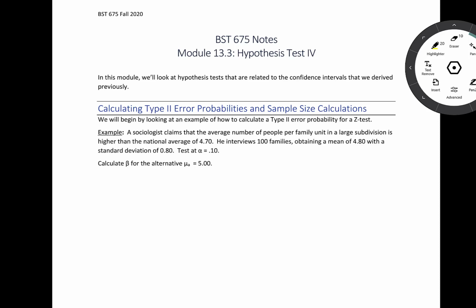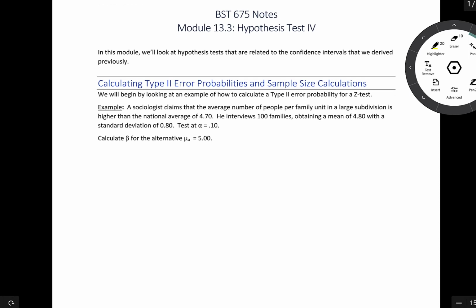In this set of notes, we're going to continue our discussion of hypothesis testing. In particular, we're going to look at how to calculate type 2 error probabilities and sample size calculations for the z-test. Now, what I really want you to focus on in this note set isn't so much the fact that this is for the z-test, but rather the overall structure of what we do and the steps that we follow.